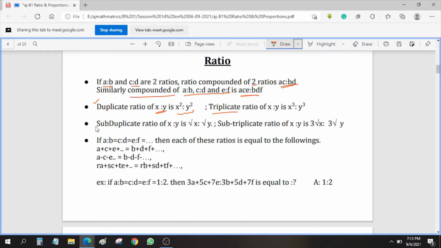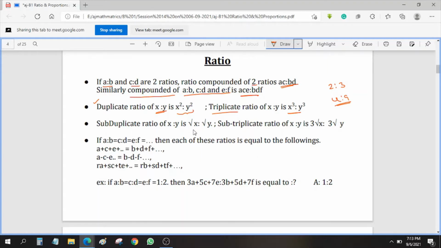Do means what? Two. Ratio. Tri means what? Tricycle, triangle. So tri means three, which is x cube is to y cube. So the duplicate ratio of 2 is to 3, what is it? Which is 4 is to 9. Something like that. You will get questions, but not exactly in your examination, but you have to know it.